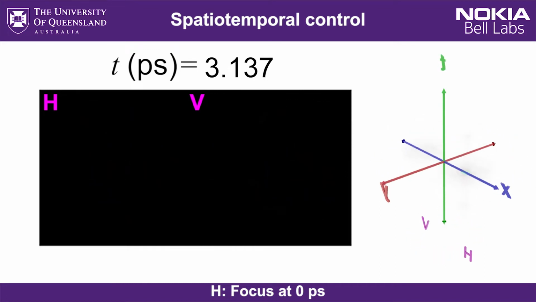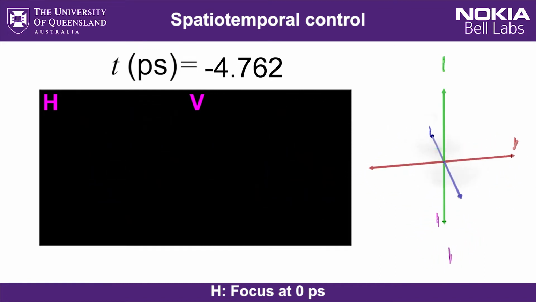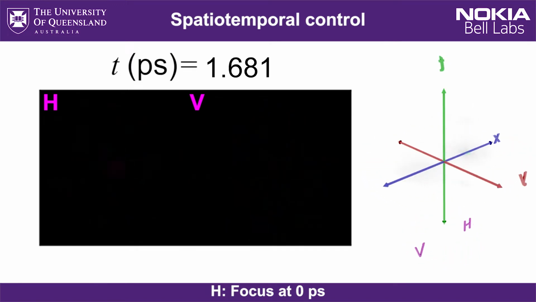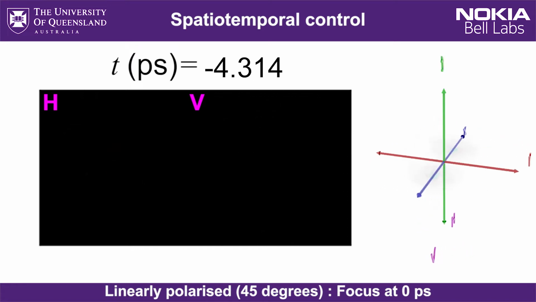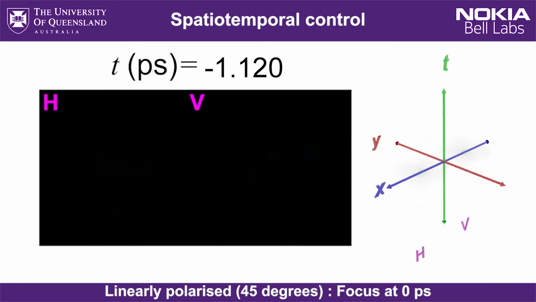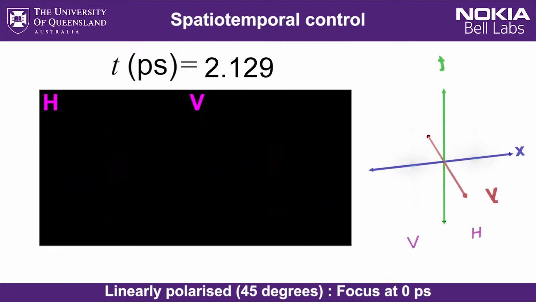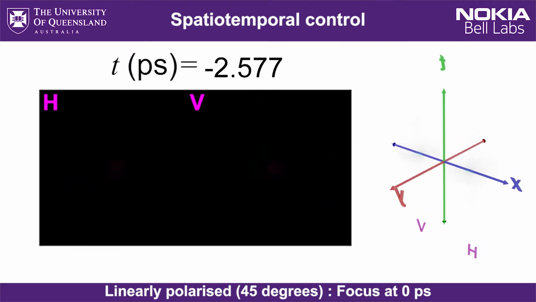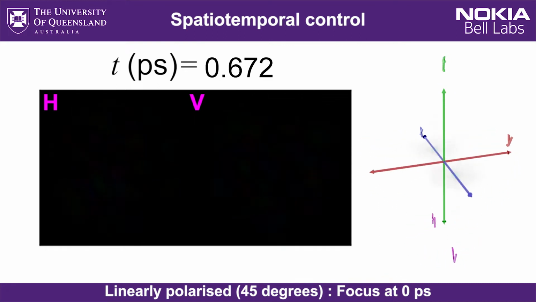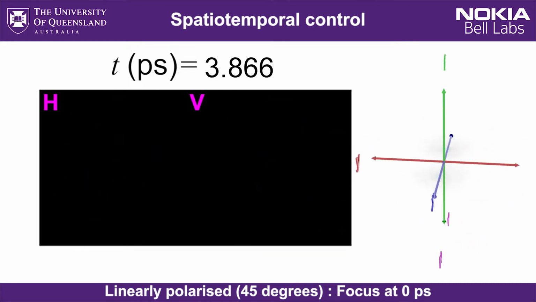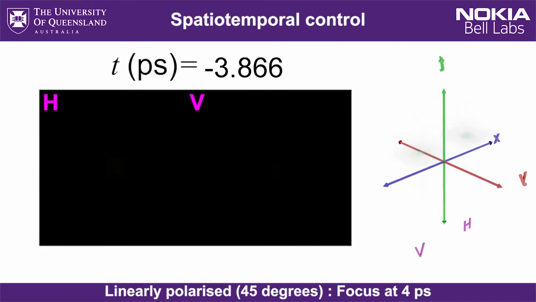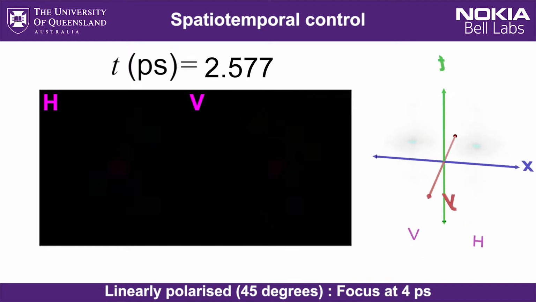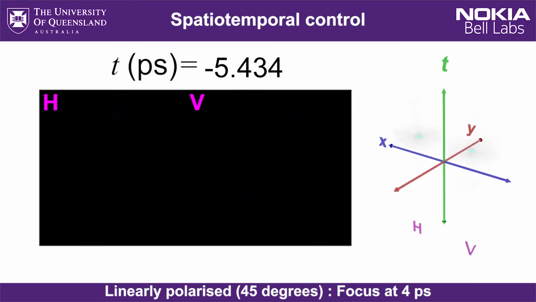For all of these, I've zero-padded the frequency domain in these animations by a factor of 4 for clarity, so each frame of the video is 56 femtoseconds. In this example, the focus spot is linearly polarized at 45 degrees. If we look at the volumetric plot on the right, it is focusing to a small spot at 0 picoseconds, but it isn't very clear due to just the sort of format of the plot. We can also shift the arrival time of the pattern. This is a linearly polarized at 45 degrees focus, same as the previous example, but at a delay of 4 picoseconds.